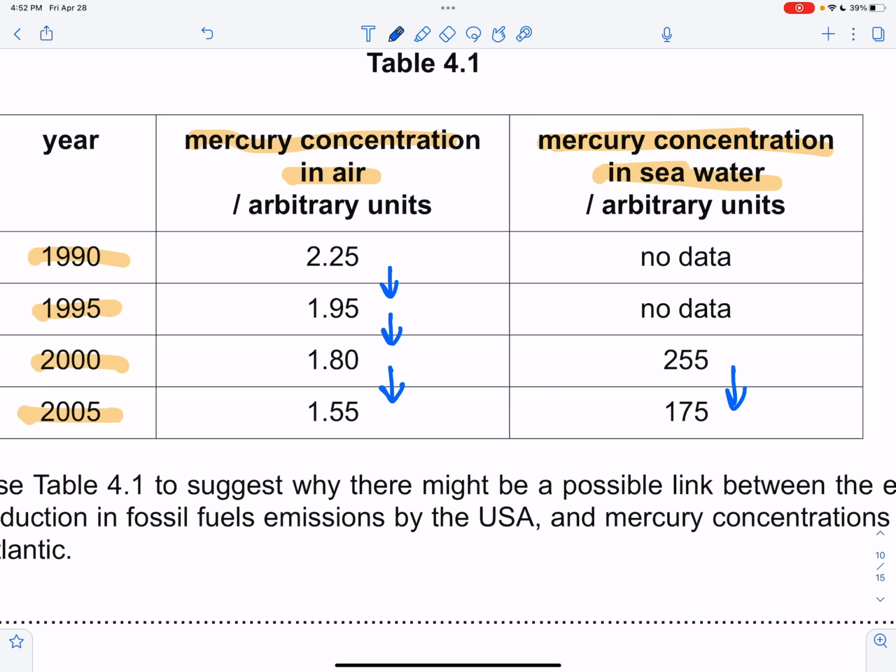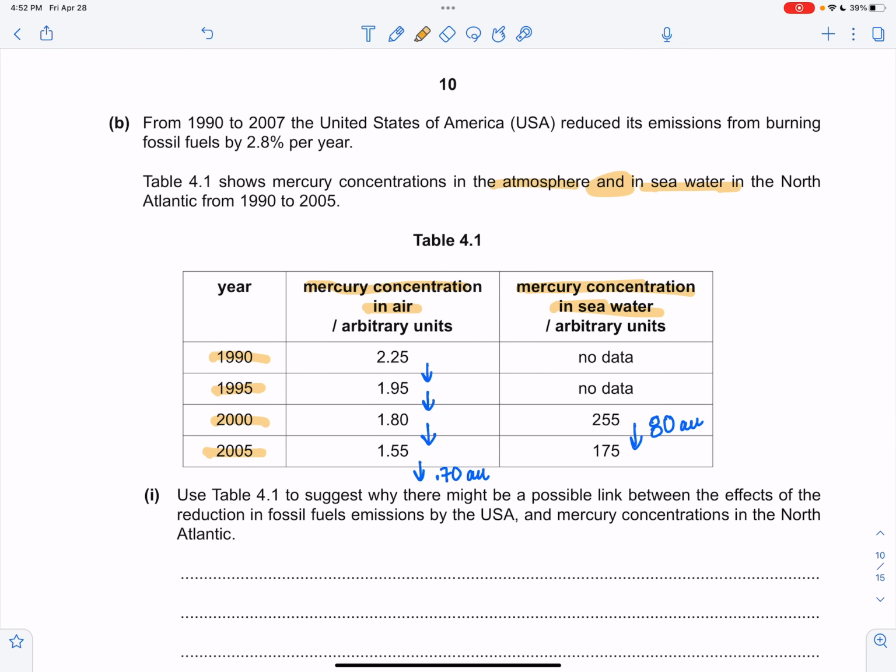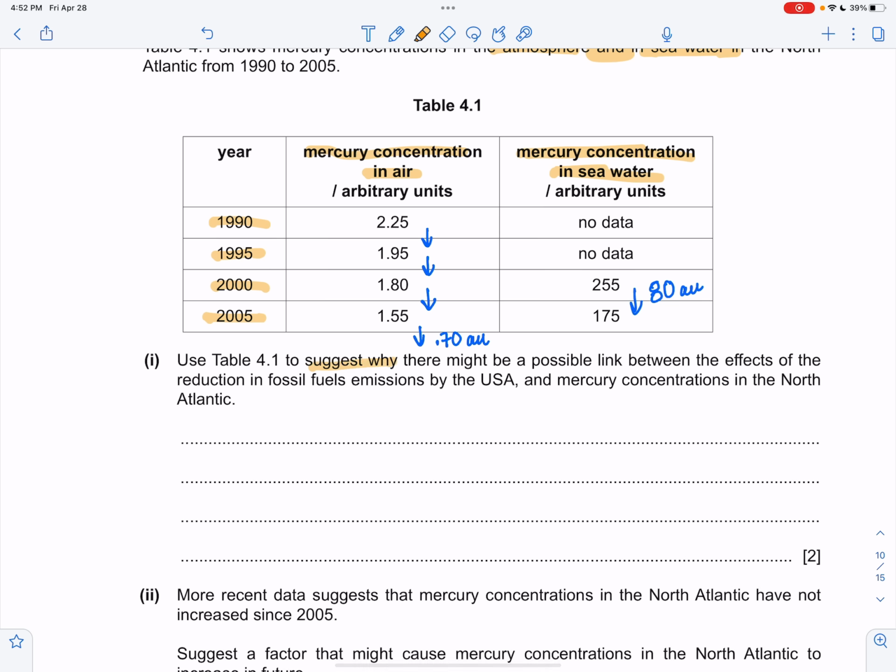And there it decreased by 80 arbitrary units in those 5 years. For the air, between the 1.8 and 1.55, you have a decrease of 0.7 arbitrary units in 5 years. Use the table, suggest why there might be a possible link between the effects of reduction of fossil fuel emissions in USA and the mercury concentrations in the North Atlantic.